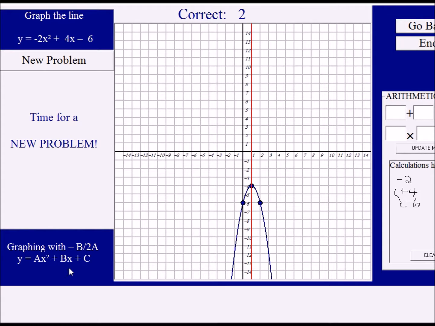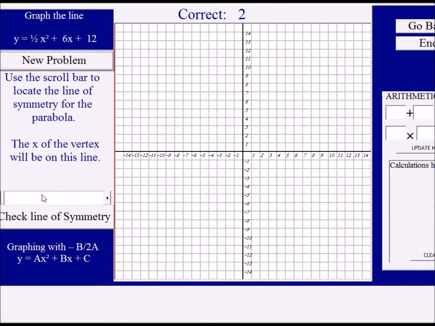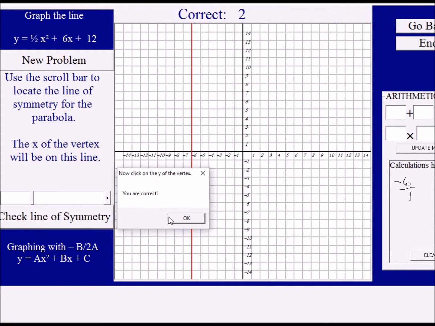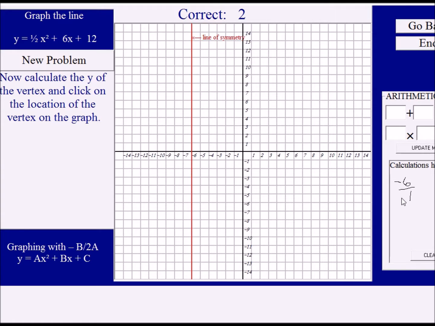Let's do one more, and then you can solo flight on graphing with minus b over 2a. We're going to try to find the line of symmetry. It's minus b. B is 6, so minus b would be minus 6 over 2a. 2 times a half is 1. Looks like it's at negative 6, so I'm going to float in the line of symmetry at negative 6. This time I'm going to remember to check the line of symmetry. Now click on the y of the vertex. To find the y of the vertex, I have to plug that negative 6, which is its x in the line of symmetry, into the equation to find the matching y.